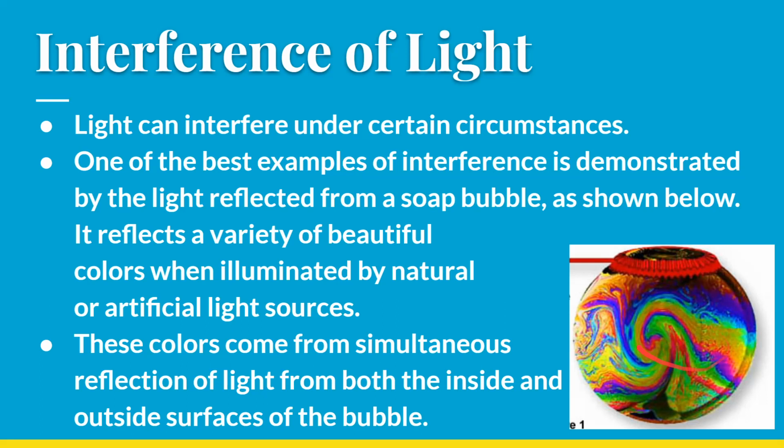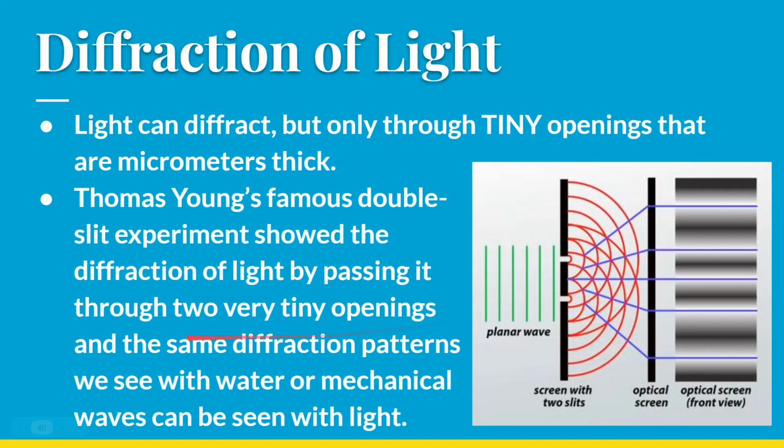There's one with the image down here that's showing kind of the same thing, or like oil on the surface of water, kind of the same idea. It reflects a variety of beautiful colors when illuminated by natural or artificial light sources. These different colors that we see come from the simultaneous reflection of light from both the inside and outside surfaces of the bubble, and those reflections then interfere with each other, and you get these cool swirling color patterns. So again, interference, yet another wave behavior.